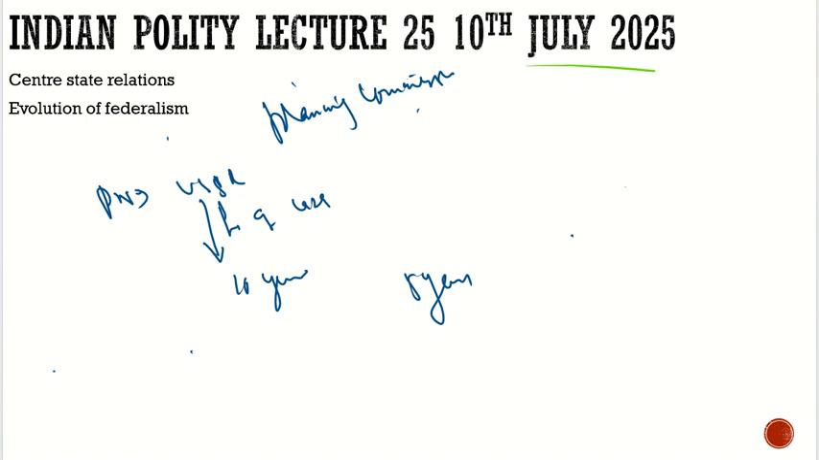And who will plan this 5-year plan? It was the planning commission. The planning commission will plan this 5-year plan. And this planning commission was created by an executive order. It is not a statutory body. It is not a constitutional body. It is an extra-constitutional, non-statutory body.